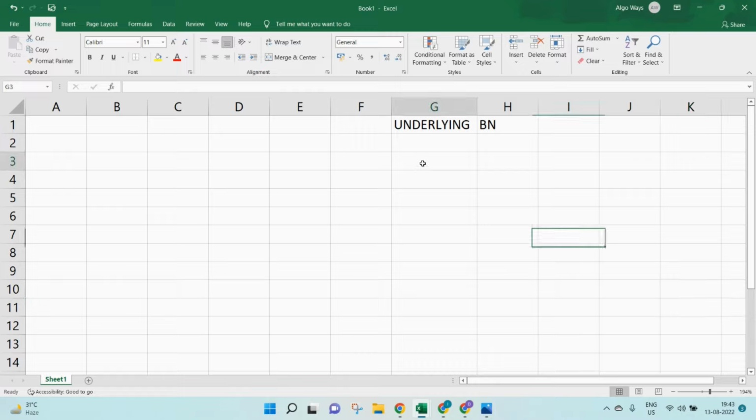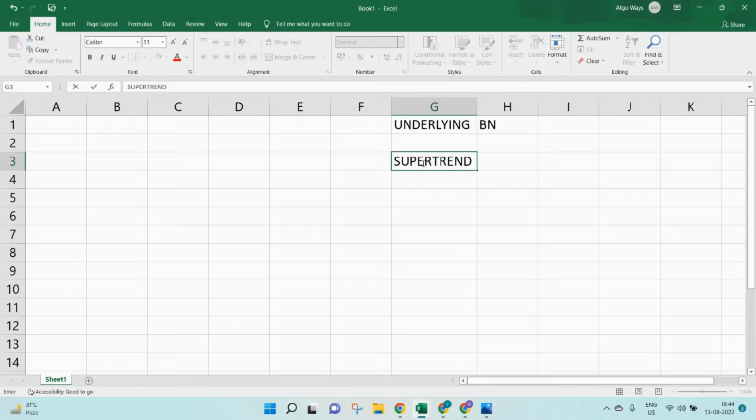So Super Trend will be the indicator for this particular strategy, and I'm using a setting of 20/3 instead of the default 7/3.